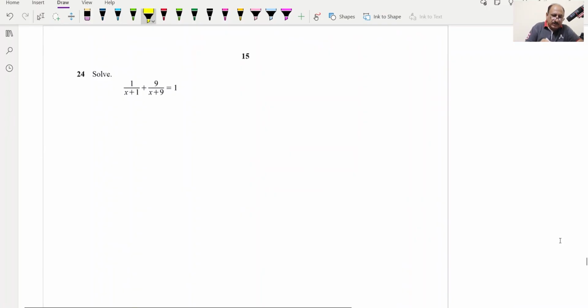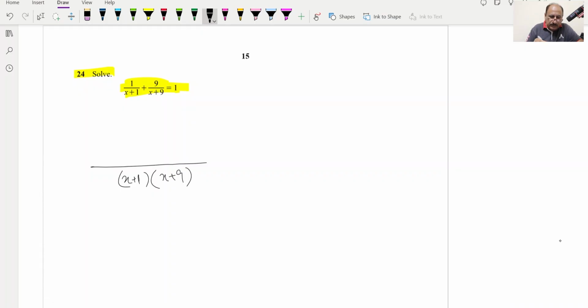Question number 4 says solve. This is an algebraic fraction which we have to solve. So what we can do, we can solve this side first, and we can write it in fraction format. We will write here x plus 1 and x plus 9. This is the easiest way we are solving. So 1 multiplied by the denominator of 9, which is x plus 9, plus 9 into the denominator of 1, which is x plus 1, and this will be equal to 1.